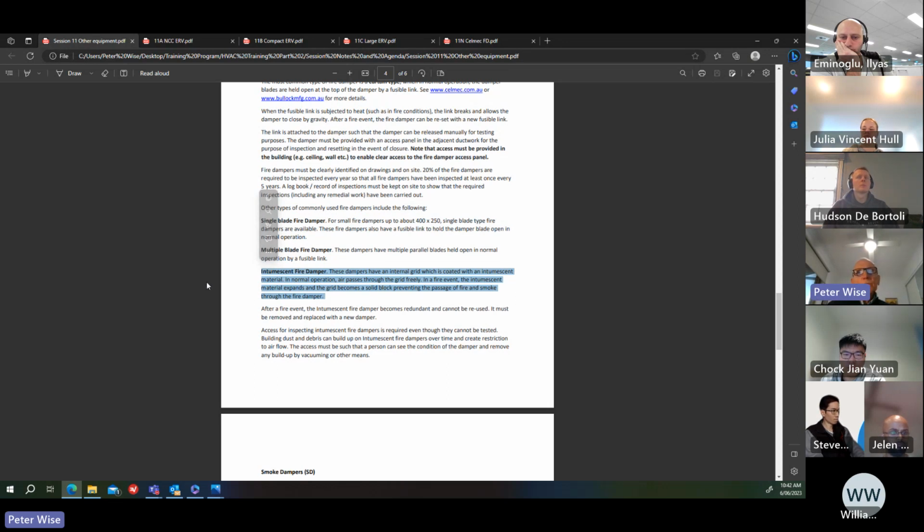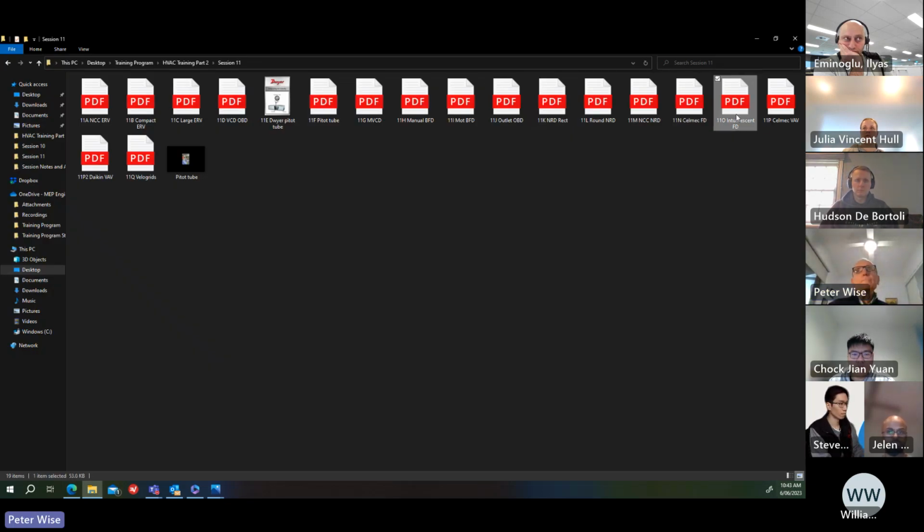They have an internal grid, which is coated with an intumescent material. Intumescent means that when it's heated, it expands. In normal operation, air passes through the grid freely. In a fire event, the intumescent material expands and the grid becomes a solid block, preventing the passage of fire and smoke through the fire damper. So I'm sure you've come across these.